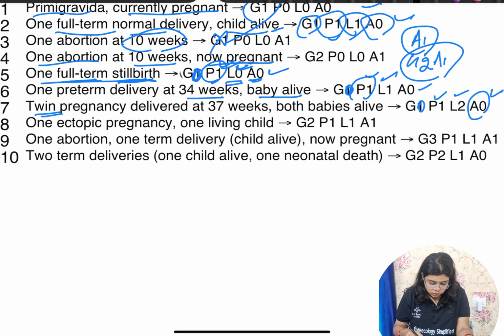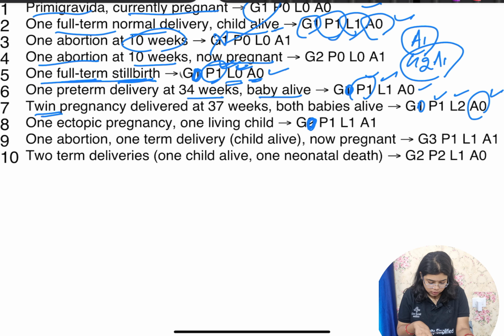Then one ectopic pregnancy, one living child. See here, gravida will be 0 because it is one ectopic pregnancy and one living child. If the patient had been given an extra line that now she is pregnant, it would have been gravida 3, para 1, living 1 and abortion 1.